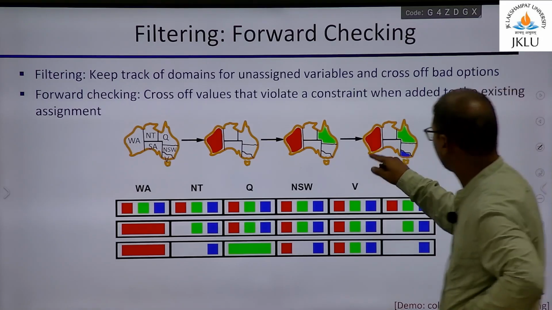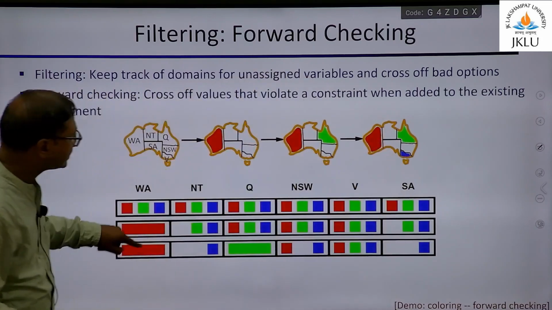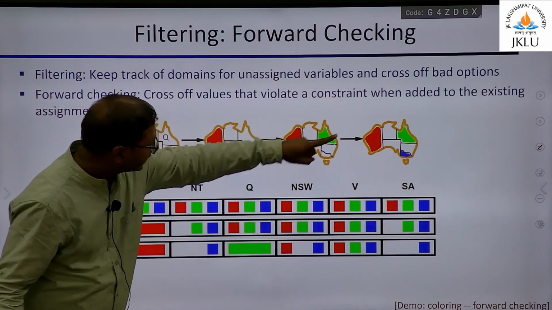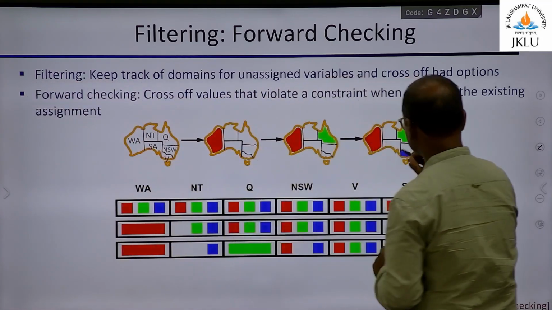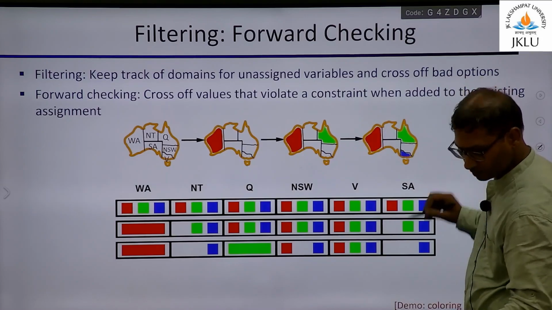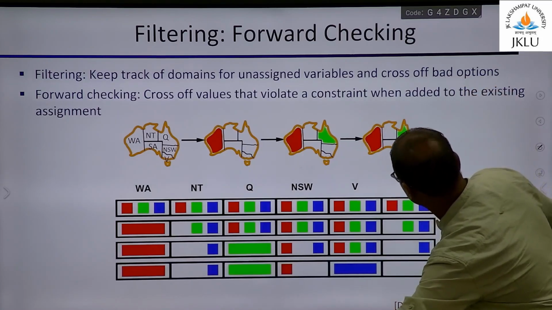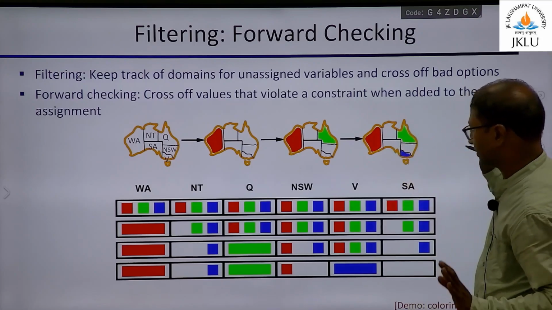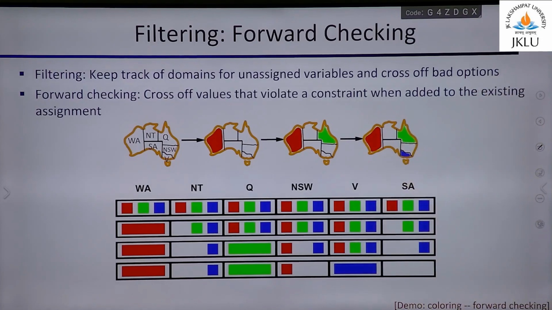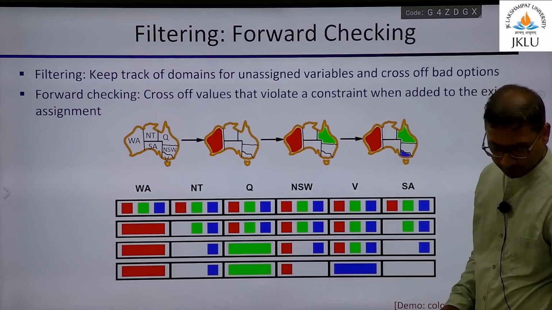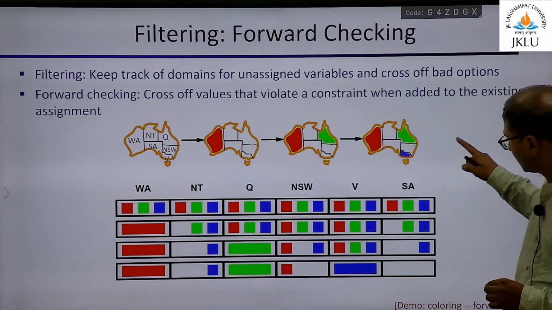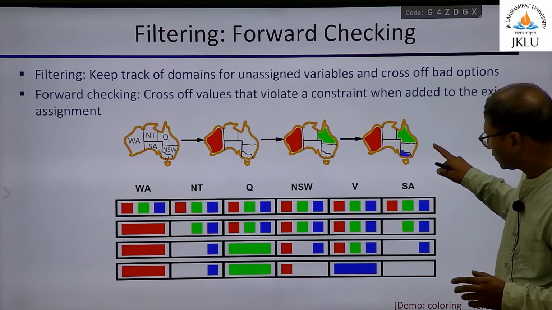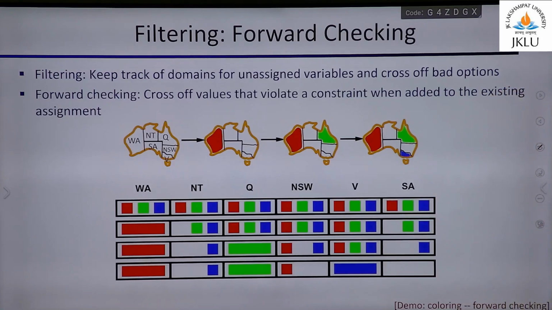So this one, WA, is assigned red. That guy is... one second, something has gone wrong. So for us right now, this is the right picture, right? What has gone wrong here? Tell me.